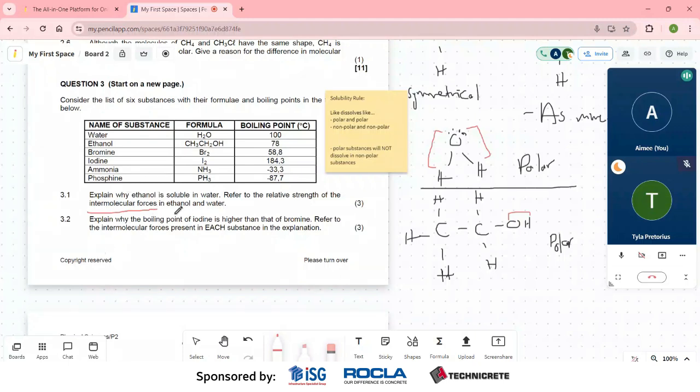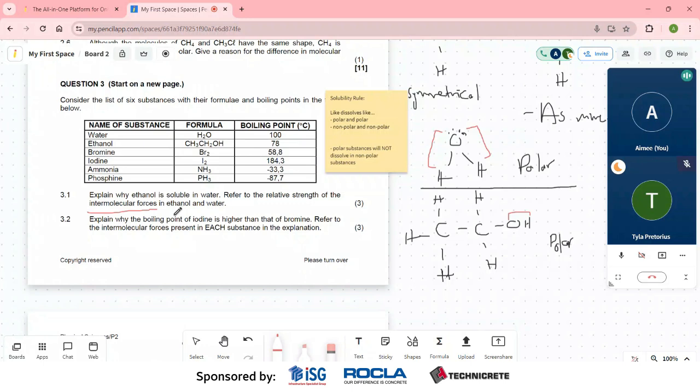So I'll read you the official answer. The official answer says both water and ethanol have hydrogen bonds, which are the same in relative strength. Substances with comparable relative strength of intermolecular forces will dissolve. And that's your answer for 3.1. Okay? 3.2, explain why the boiling point of iodine is higher than that of bromine. Refer to the intermolecular forces present in each substance in the explanation.